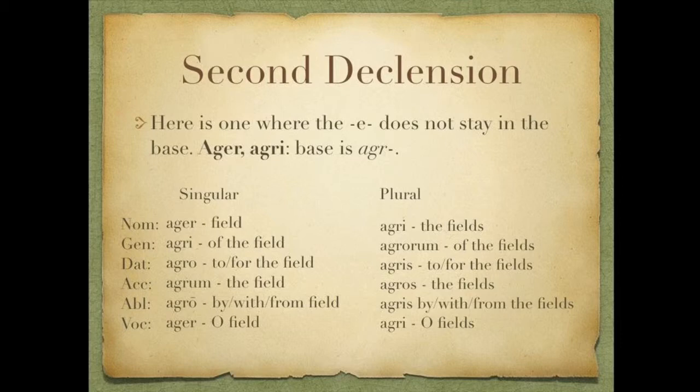We go to the plural, agri, the fields. Genitive plural, agrorum, of the fields. Dative plural, agris, to or for the fields. Accusative plural, agros, the fields. Ablative plural, agris, by, with, or from the fields. And then vocative plural, agri, o fields.